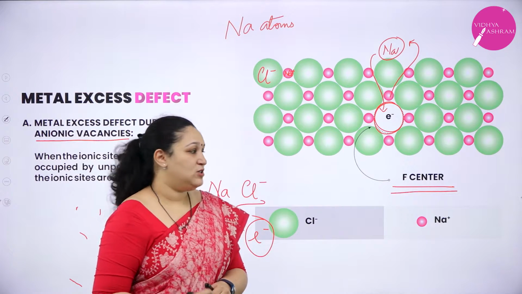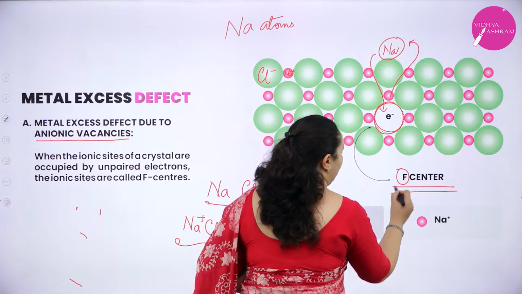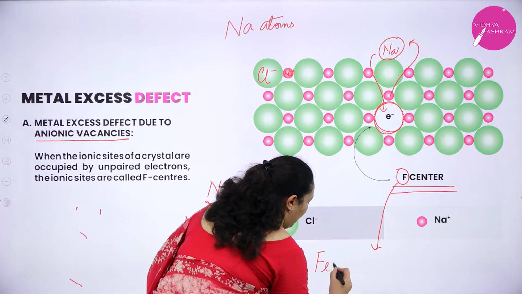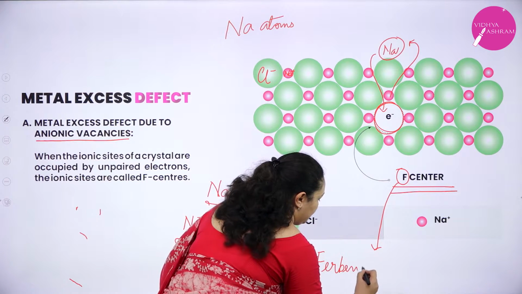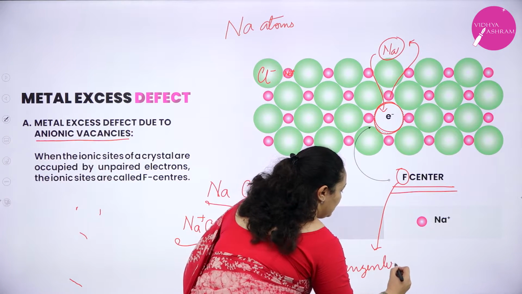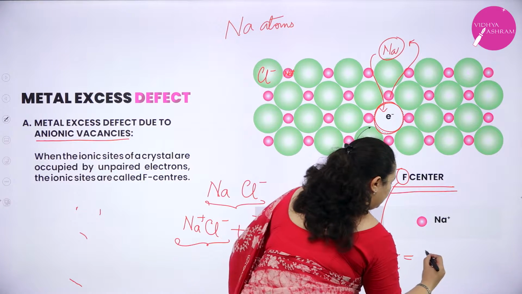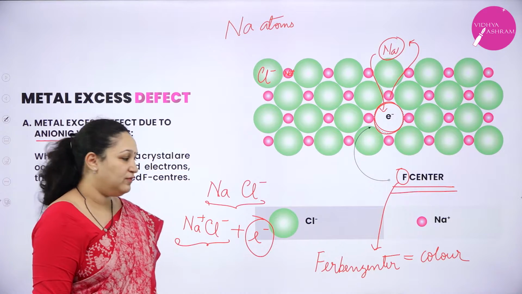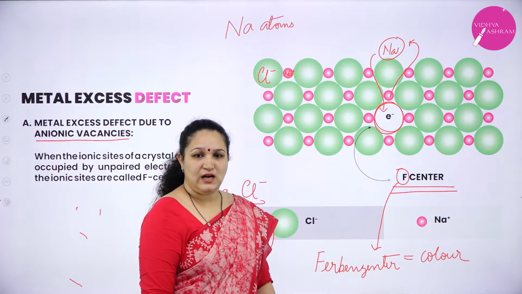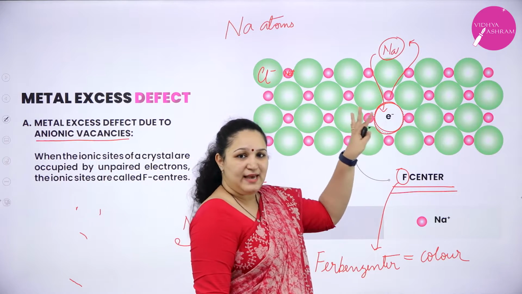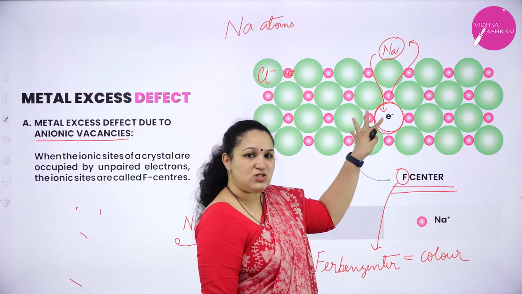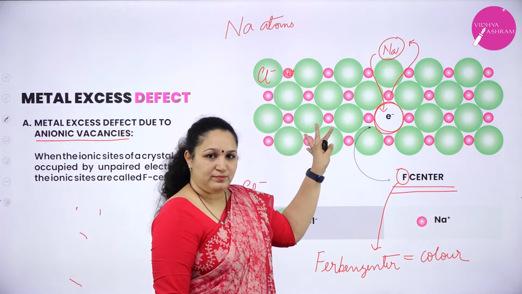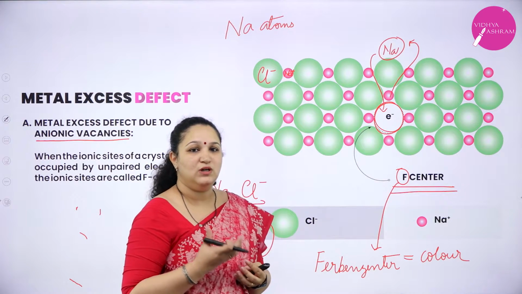I hope you have understood. Now what does F mean? It's a German word, Farbenzenter, which means color. That means the presence of this extra electron, the presence of this unpaired electron in the place of an anion, will give color to the crystal.